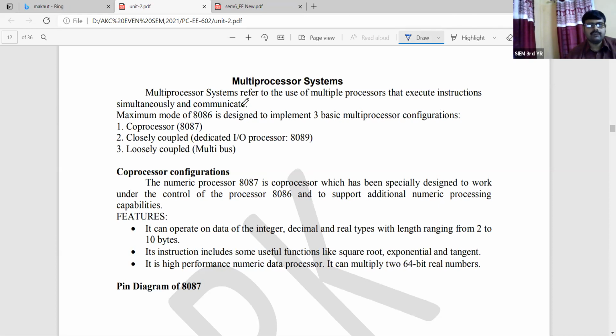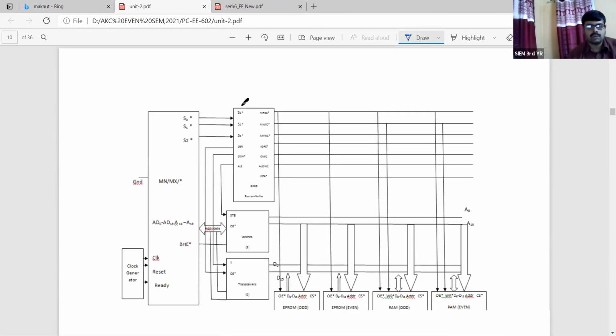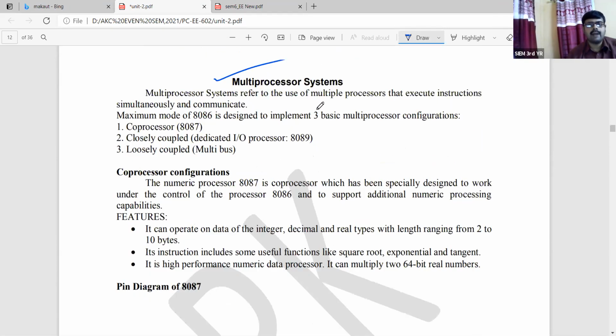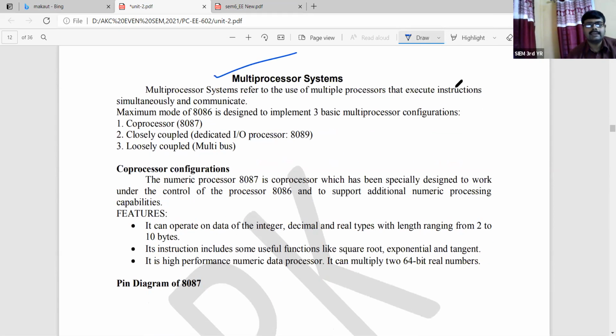If you see the previous class, we have already completed the minimum and the maximum mode of operation of 8086. Now, that is the last part of the 8086 according to our syllabus. That is called the multiprocessor system. That means with the 8086, different types of advanced processors are there, and different I/O functions that we can perform. How can you perform them using the 8086? That you will discuss under this article.